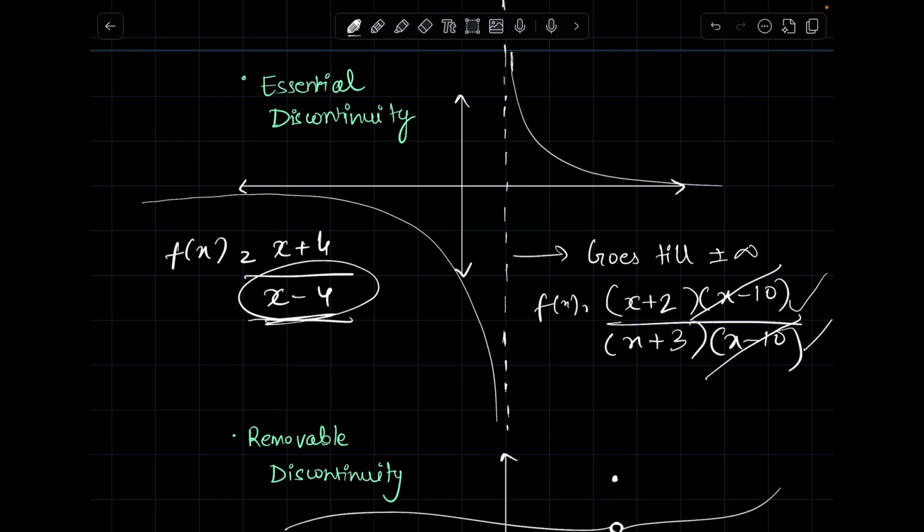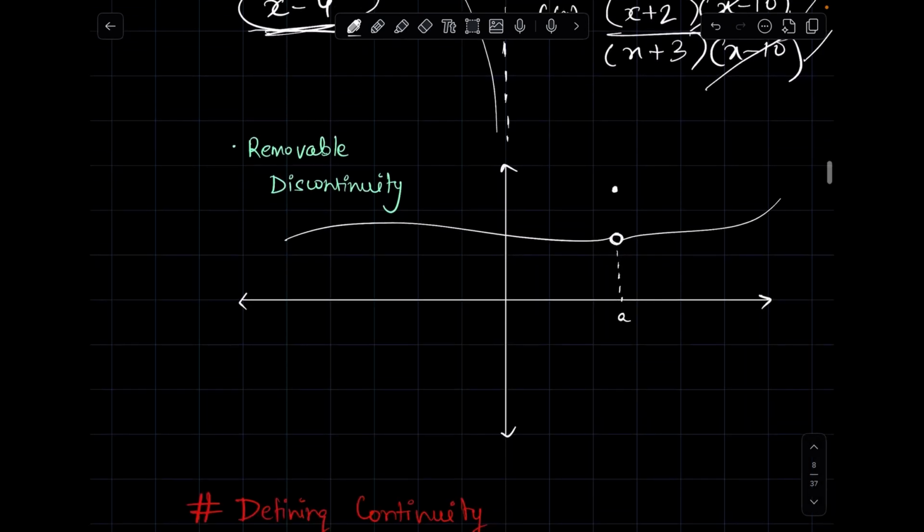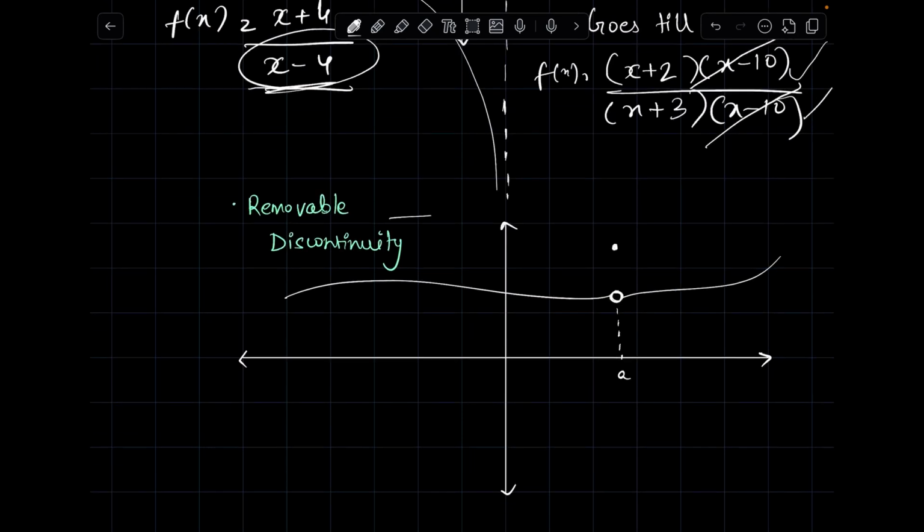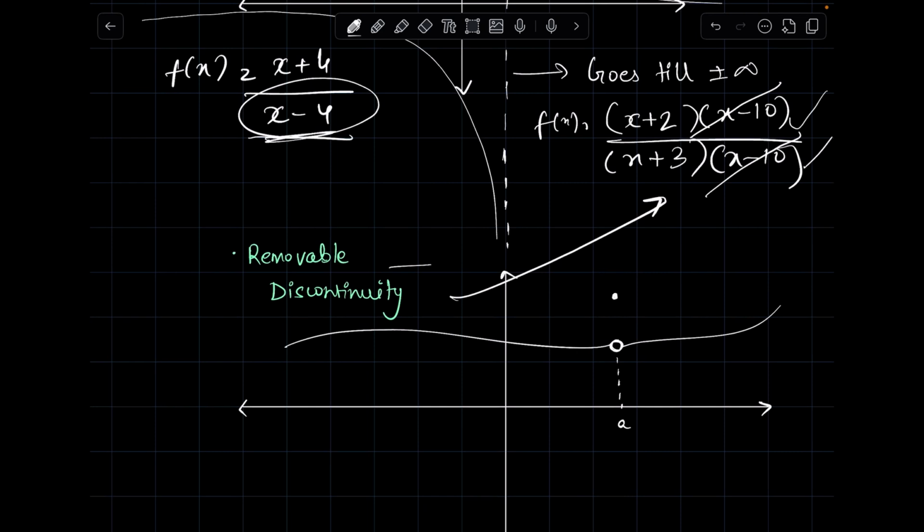So anyways, moving on, we have something called a removable discontinuity. Removable discontinuity is basically the act of removing this. An essential discontinuity that can be removed is called a removable discontinuity.